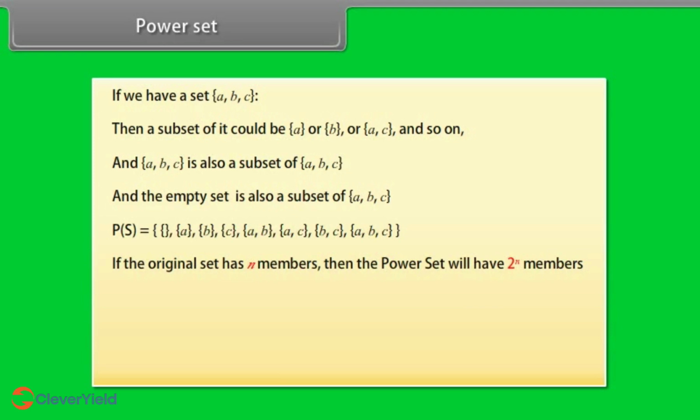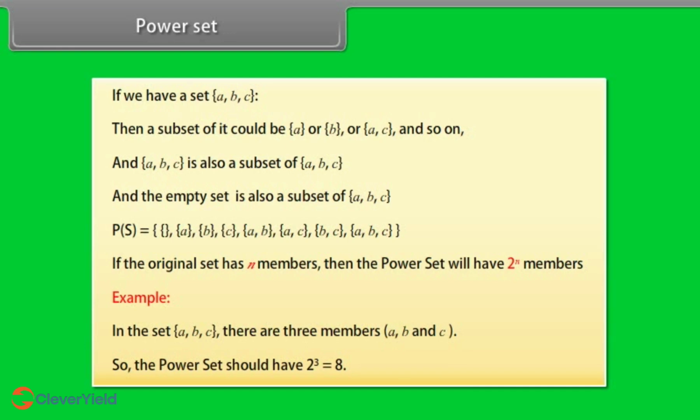If the original set has n members, then the power set will have 2 raised to power n members. Example: in the set {a, b, c}, there are 3 members a, b, and c. So, the power set should have 2 raised to power 3 equals 8, which it does.